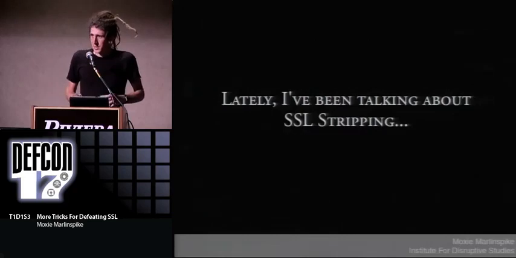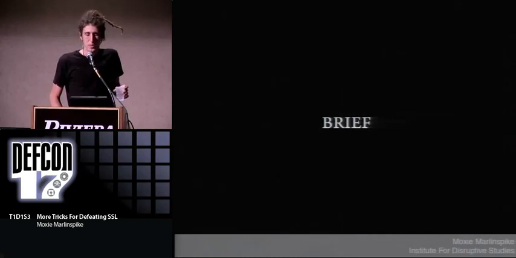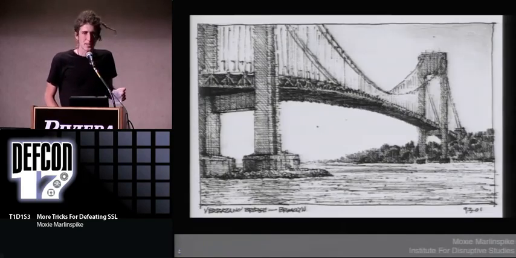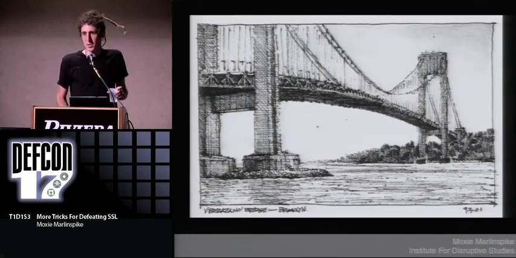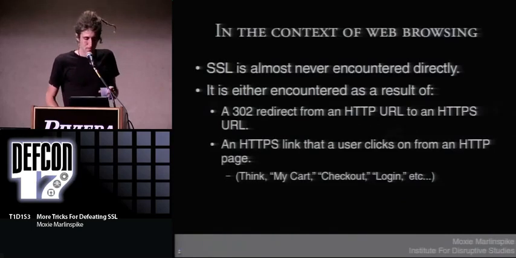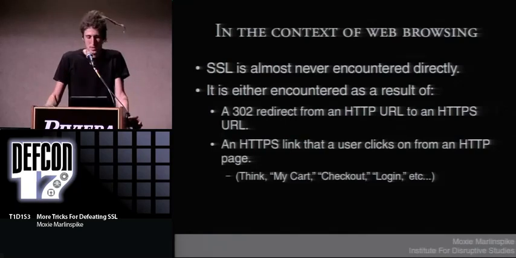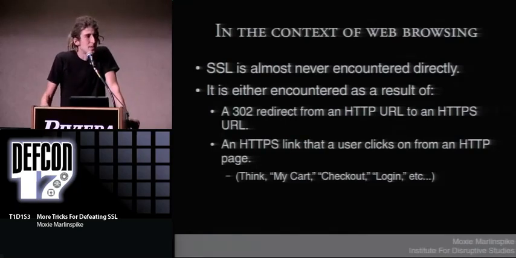More lately, I've been talking about SSL stripping. I've been talking about it a lot lately, so I'll try and be kind of brief. But SSL stripping is fundamentally about the concept of bridges, right? So the thing is that SSL is useful, but how it's deployed really matters. On the web, SSL is almost never encountered directly, right? Very few people type https:// something into their URL bar. Most people type bankofamerica.com, enter, right?